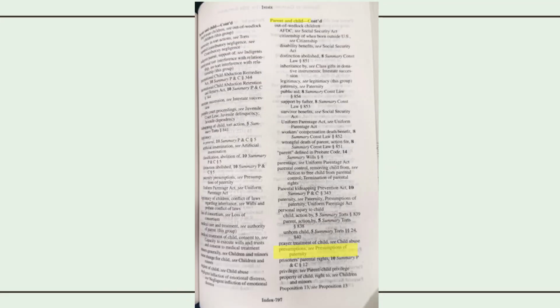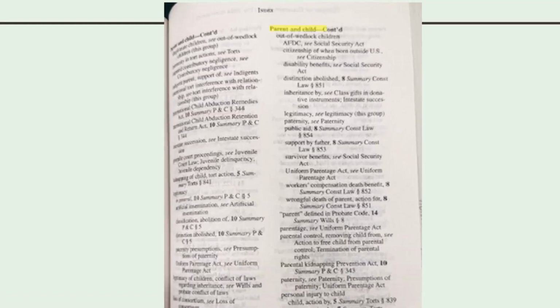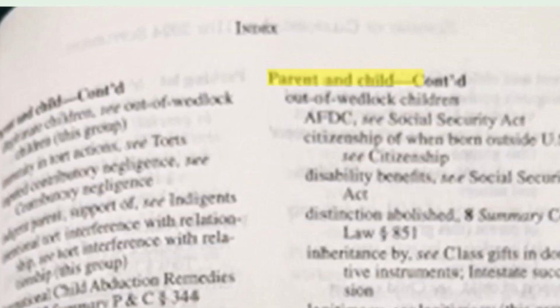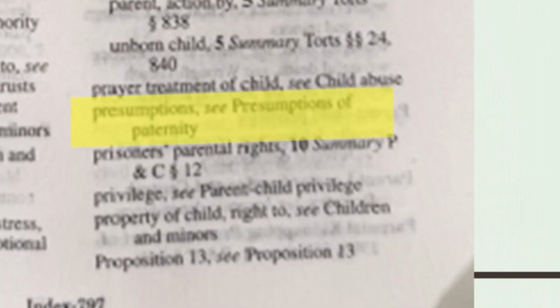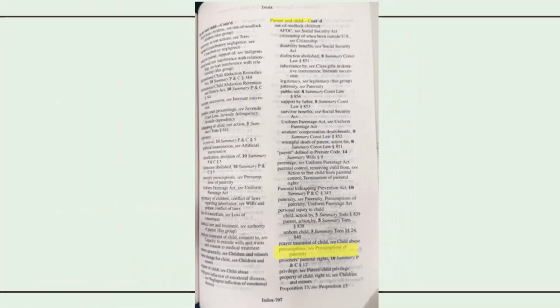Here's a page of the Summary of California Index. I've looked under the heading Parent and Child, and under that I've looked for presumption because we're looking for presumption of paternity. And what it tells me is see presumption of paternity. What that means is don't look under parent and child. Instead, look in the index under presumption of paternity. So let's go look there.